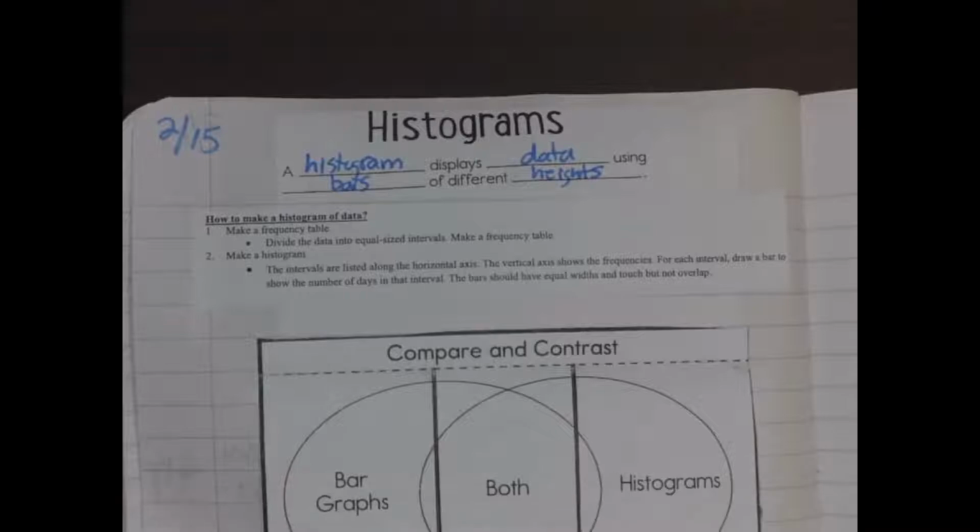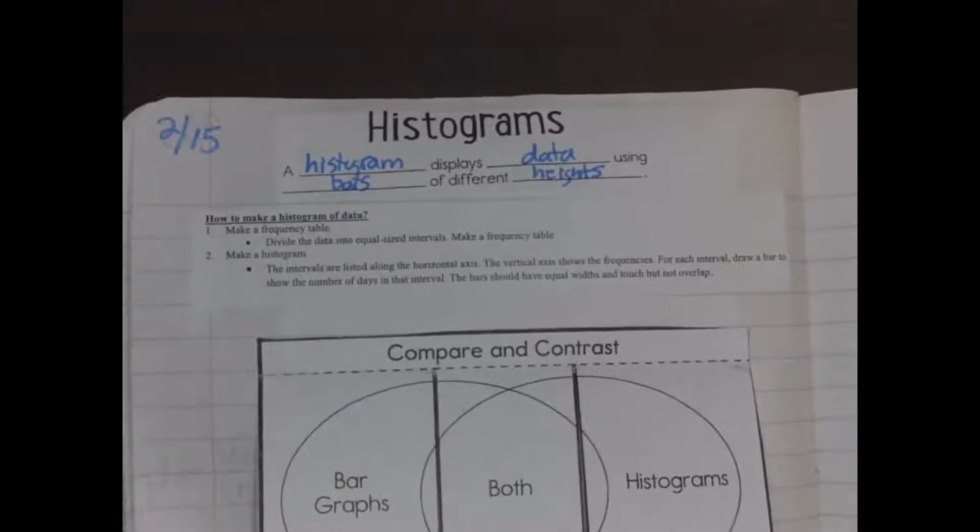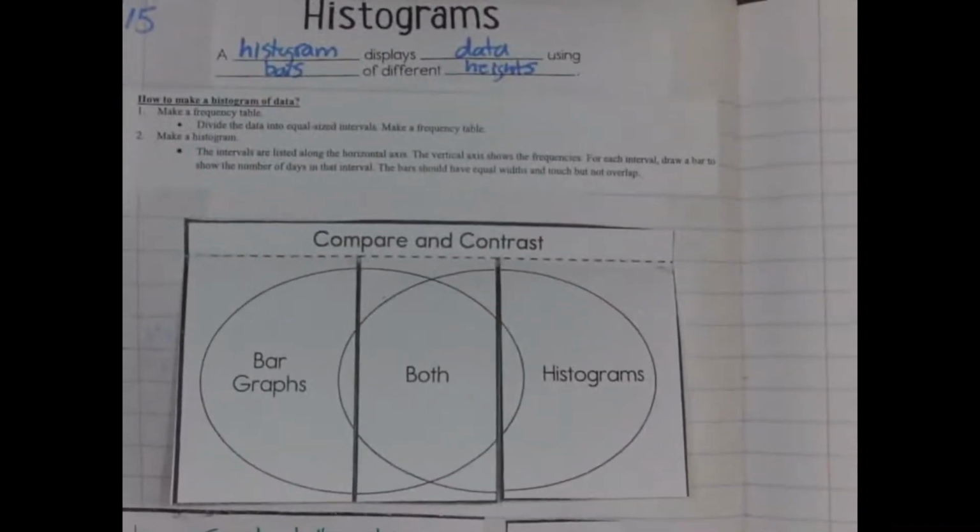So let's zoom in and focus on exactly what is a histogram. So what I have here is a histogram displays the data using bars of different heights. So you might be thinking, well, wait a minute. Doesn't a bar graph display data using bars of different heights? Which it does, and a histogram is similar to a bar graph, but there are some differences. There's some similarities, but there's also some differences. So I want to compare and contrast just what a bar graph looks like and histogram.